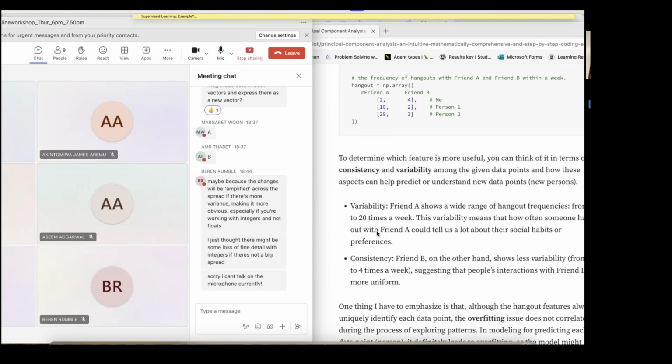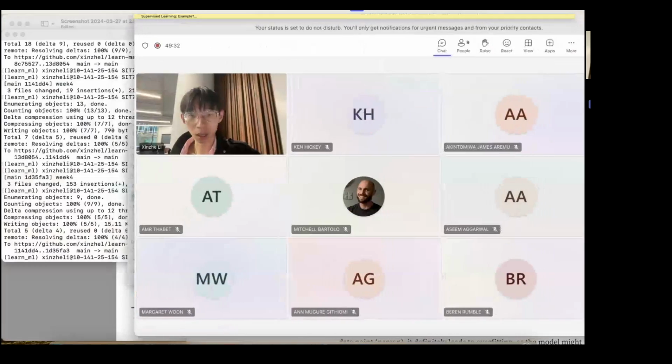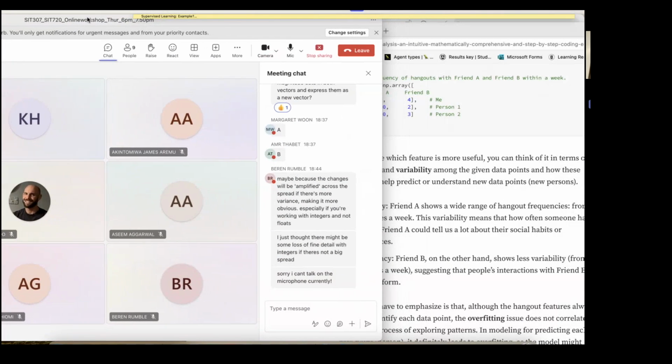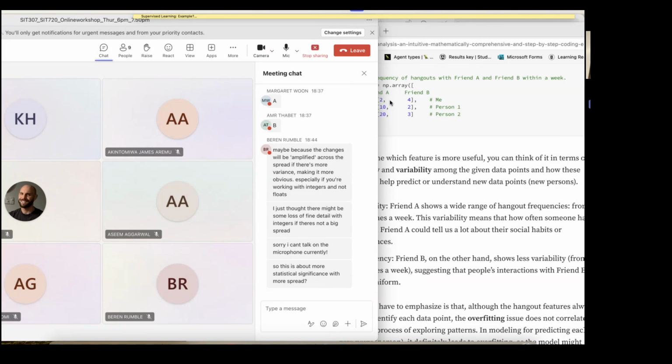Is everyone clear? I hope you are clear here. Yep, I think everyone's clear here. So we have the conclusion that we want the feature to have more spread, to have more varied values.